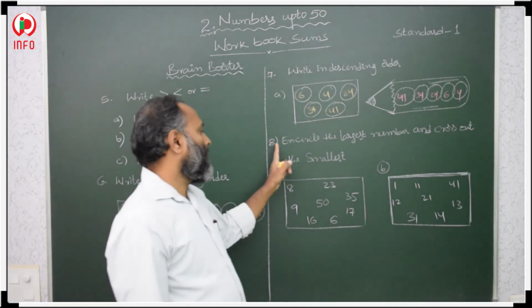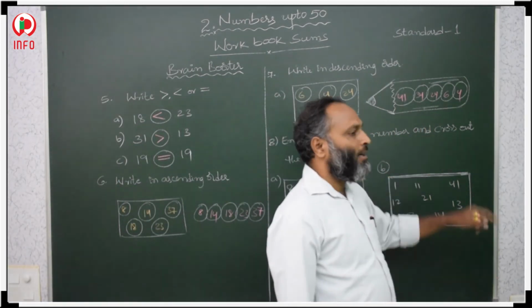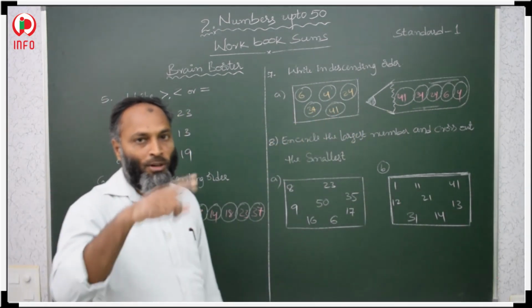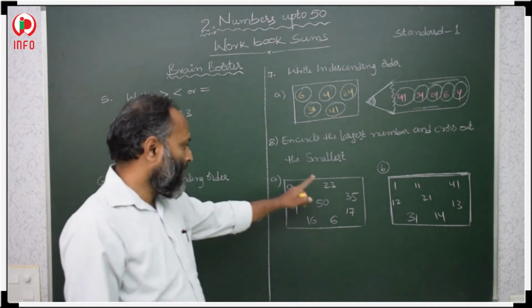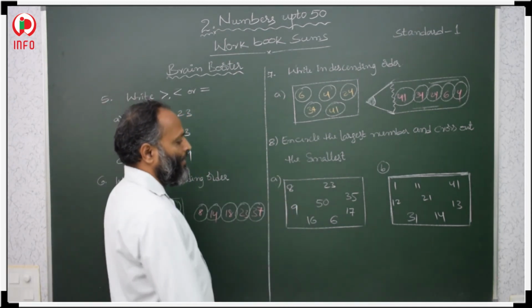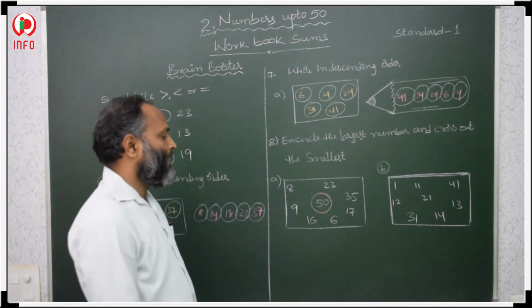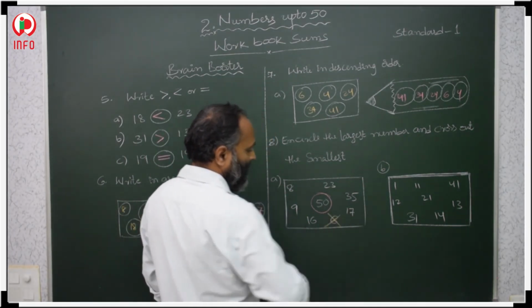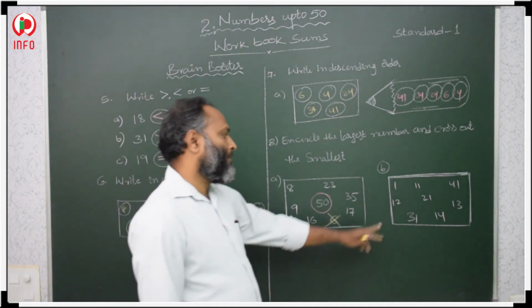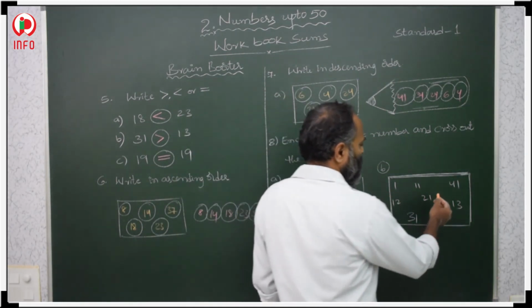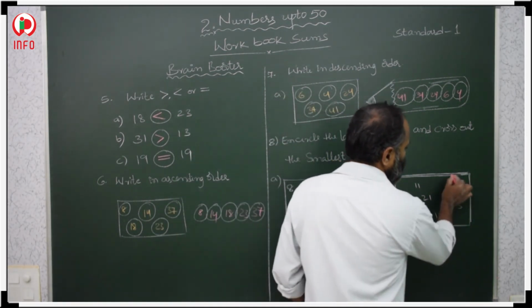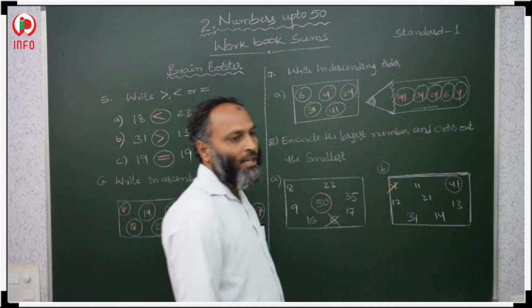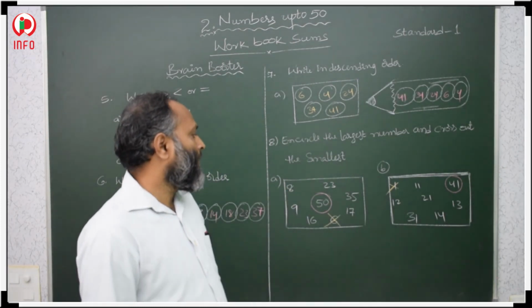Now in this question, encircle the largest number and cross out the smallest number. The largest number we circle and the smallest number we cross out. What is the greatest? This is the largest number, circle it. And what is the smallest number? 6 is the smallest number, cross it out. In the same way, here the largest number is 41, make a circle for it, and cross out the smallest number. So in this way we arrange the numbers.